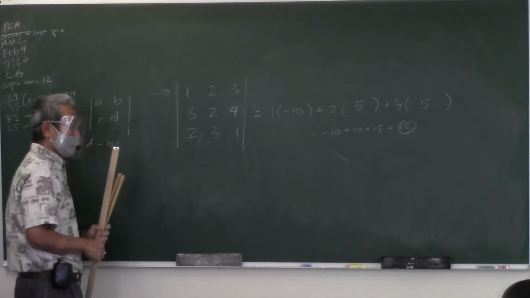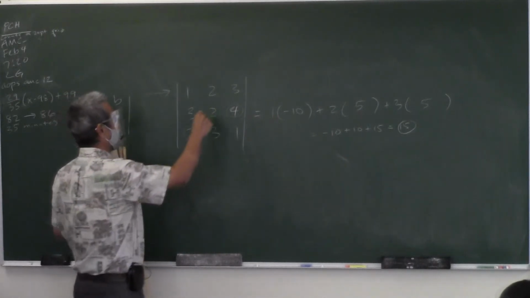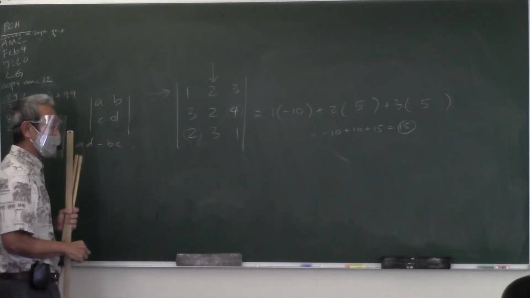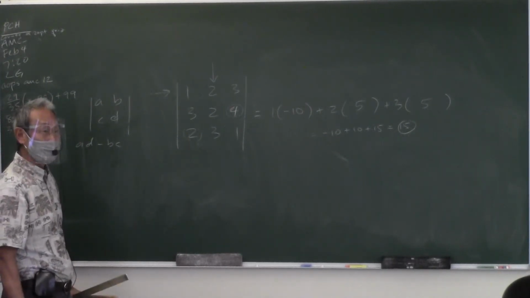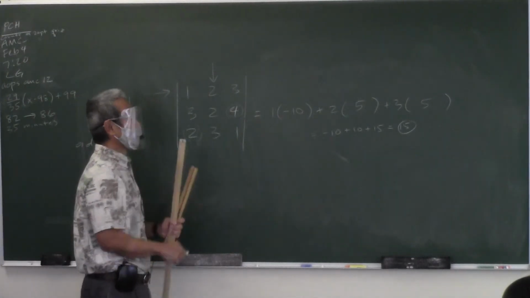Yeah, but Mr. Park, you said you can pick any row or any column. That's right. Like, what if I said, oh, I want to come down the second column because 2 is my favorite number. Okay, it doesn't matter. It's still going to come out to 15. That's the beauty of this thing.